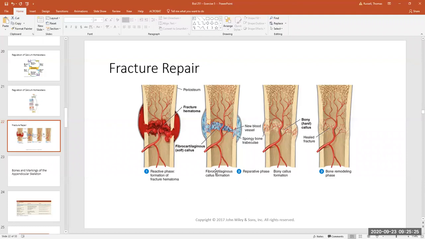So we have these four basic phases, or what happens in four basic phases. We have only three categories of the phases. So the reactive phase, you form the fracture hematoma. The reparative phase, you're forming the calluses, a fibrocartilaginous callus, which is then converted to a bony callus. And then you just remodel the bone, make it look somewhat normal again. So that's how we repair a bone fracture.